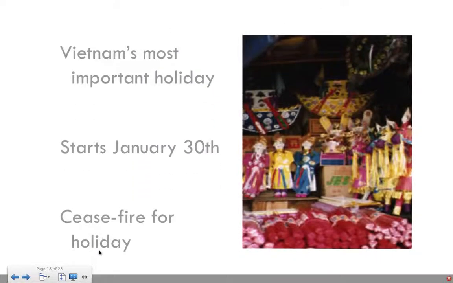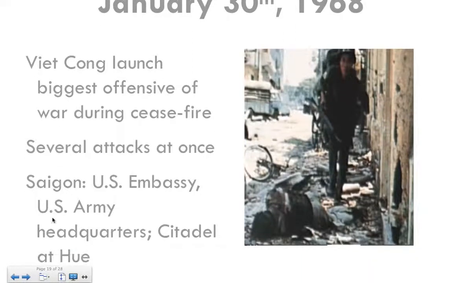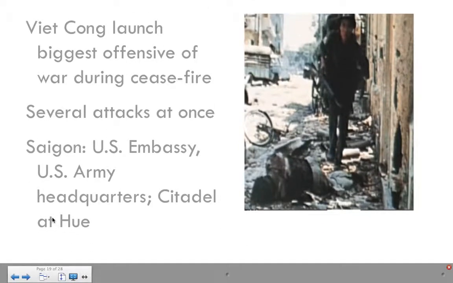The Tet Offensive. Again, it's Vietnam's most important holiday. It begins on the 30th of January, and both sides, the North Vietnamese, the Viet Cong, and the South Vietnamese, agreed to a ceasefire. So American troops during this time rest at ease. However, it was a setup by the Viet Cong, and they had surprise attacks. It was their biggest offensive, where they launched several attacks at once, targeting notable places such as the U.S. Embassy and headquarters.